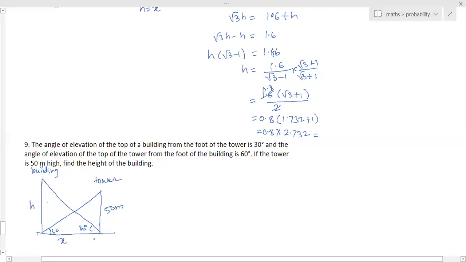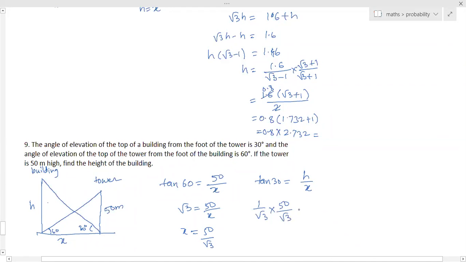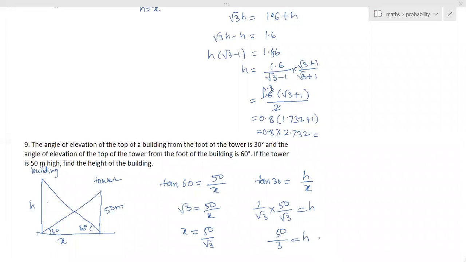So first calculate x. Tan 60 is equal to 50 by x. Root 3 is equal to 50 by x. X is equal to 50 by root 3. And the second part, tan 30 is equal to h by x, 1 by root 3 into x. X is 50 by root 3, so that is equal to h. 50 by 3 is equal to h, 16.67.